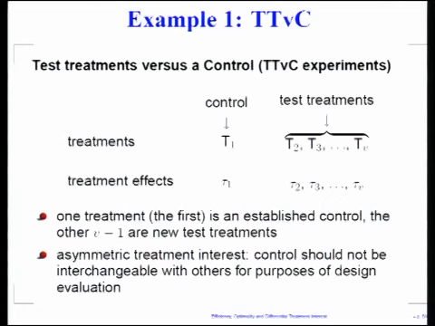So a couple of examples just to get the idea of where all this comes from, and a very natural one, it's been talked about elsewhere in the conference, is test treatments versus the control treatment. And here I'll just write it as the first treatment is the control, and then we have V minus 1 other treatments. There are test treatments, and there is clearly an asymmetry of interest between the control and the test treatments. So the control should not be interchangeable with the other ones for the purpose of design evaluation.